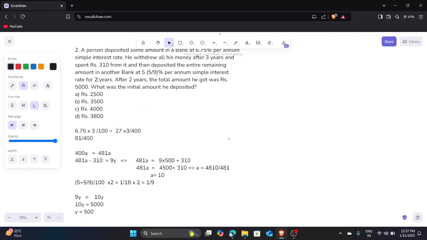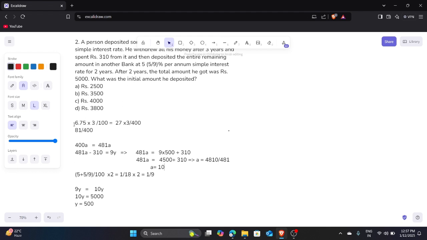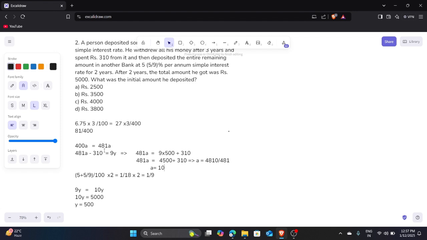Okay, so what they are saying in the question is that a person deposits some amount of money at some rate per annum for 3 years. So that's why I'm taking this as a value and multiplying it by 3, because they are telling about 3 years. This value is in a percentage, so you have to make it a fraction: just remove the percentage sign and divide by 100.